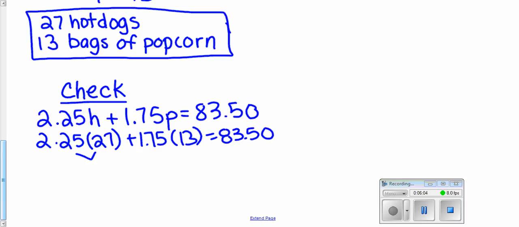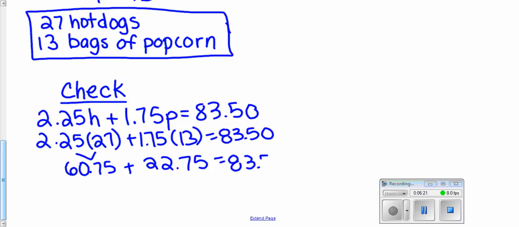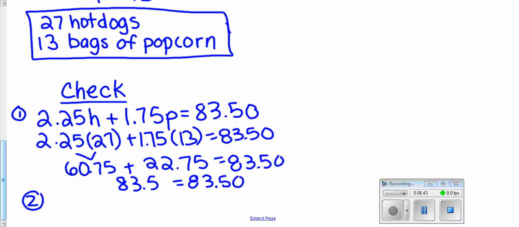When I multiply $2.25 times 27, I get 60.75, and then I'm going to multiply 1.75 times 13, that's $22.75, and when I add those two together, I get 83.5, 83 and 5 tenths, which is equivalent to 83 and 50 hundredths. They're equal. So that's how I know I did the equation right so far, but I have to check both equations. So now I'm going to check equation number 2.